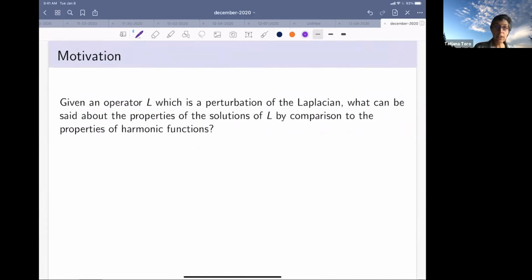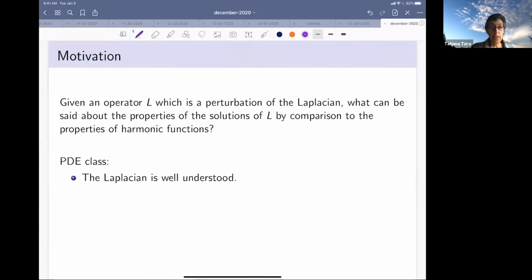So the motivation is, if you have an operator L, which is a perturbation of the Laplacian, and I will make all of these things clear, what can be said about the properties of the solution of L by comparison to the properties of harmonic functions? So if one operator is close to another, are the solutions at all related, or in what way?